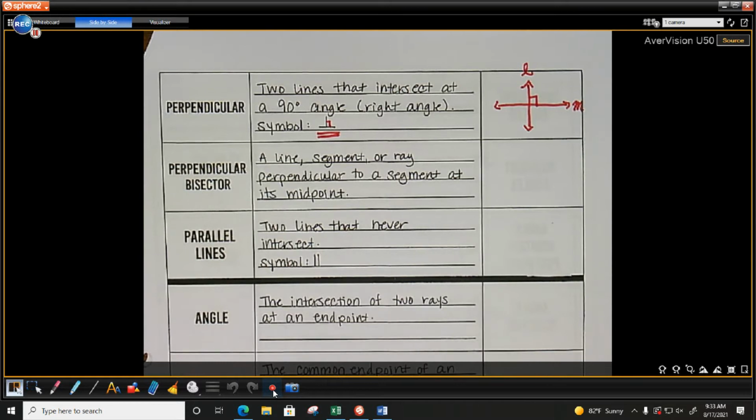Make sure if you're drawing lines, you're putting arrows at the end, guys.